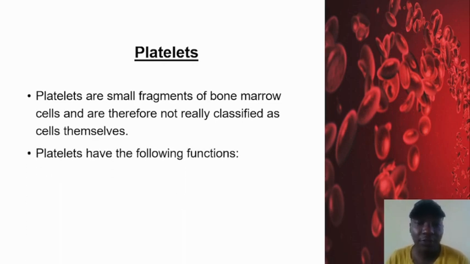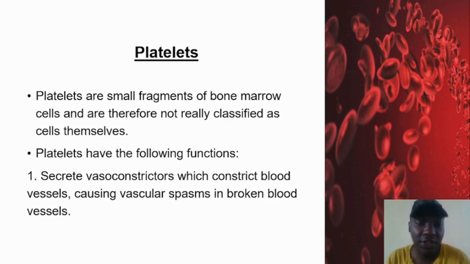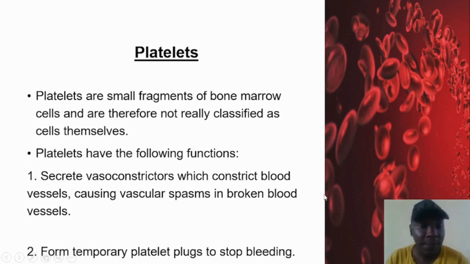Here the platelets have the following functions. As you can see, the first one is that they secrete vasoconstrictors, which constrict blood vessels, causing vascular spasms in broken blood vessels. So that's the first function of these platelets. They are there in case of these vascular spasms in broken blood vessels.